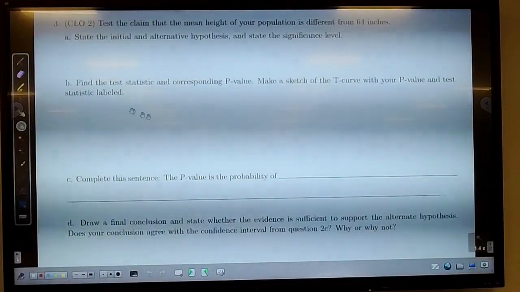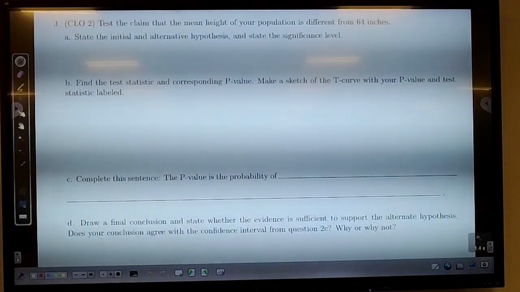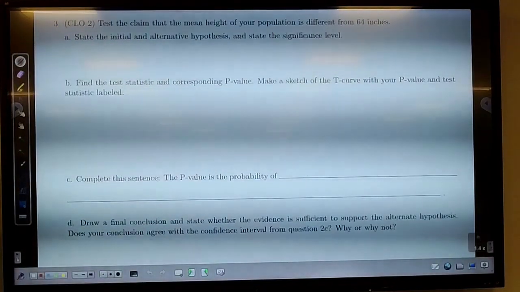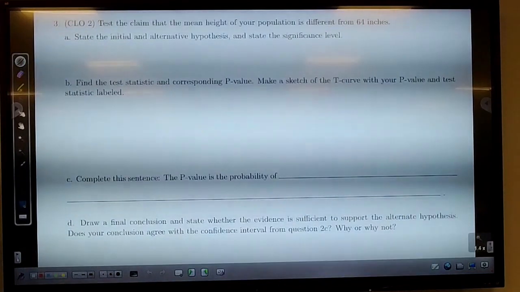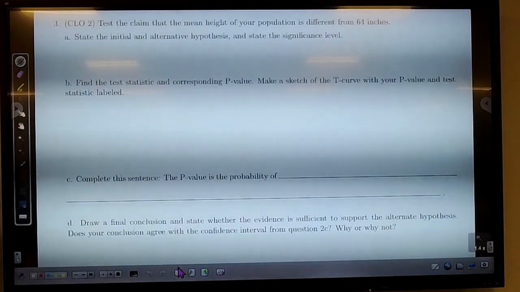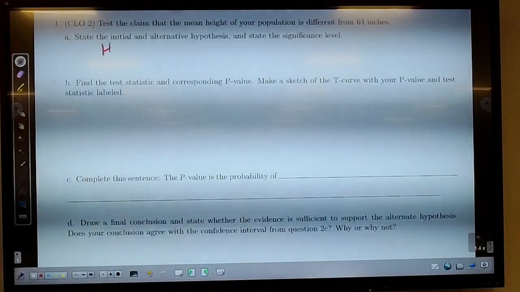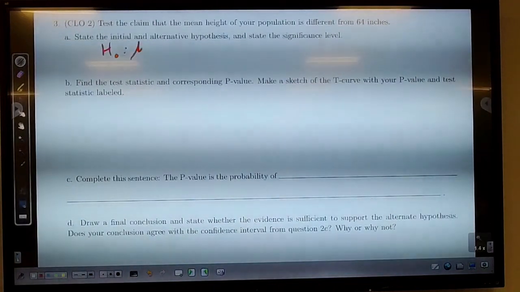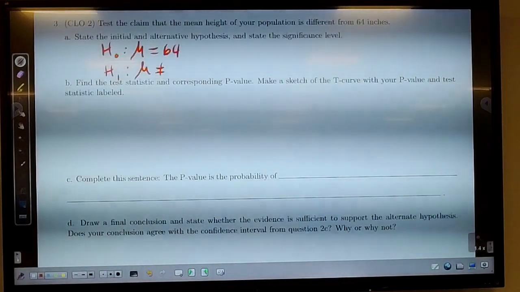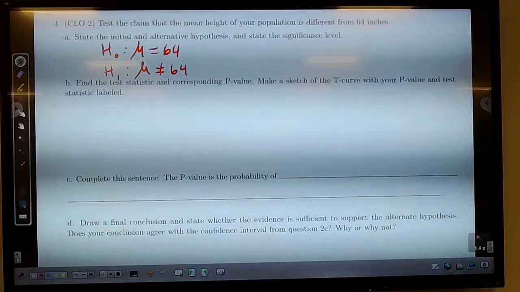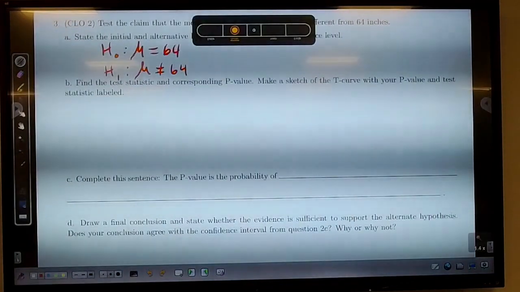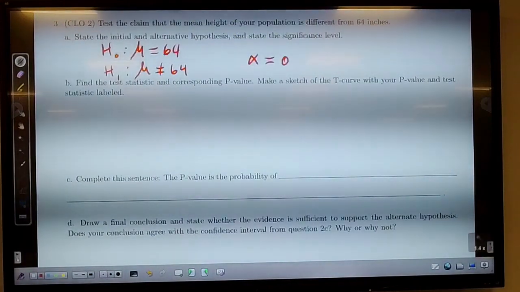They didn't say to check if it's less than or greater than. It's just check if it's different from 64. Tell me what's the initial and alternate hypothesis here. What am I checking? If whether or not it's equal to 64. So my initial hypothesis should be that mu is equal to 64. Here is our initial and alternate hypothesis. They want me to restate the significance level. That's just alpha being 0.05.